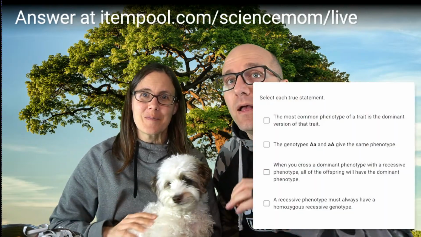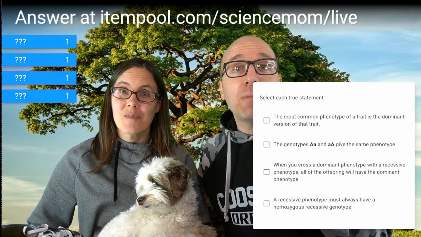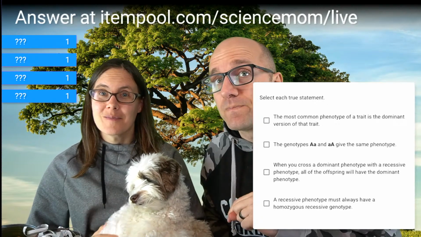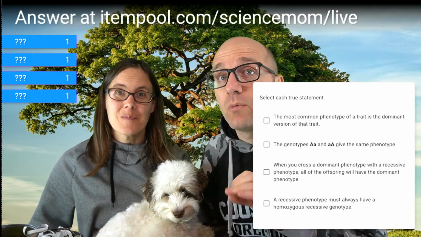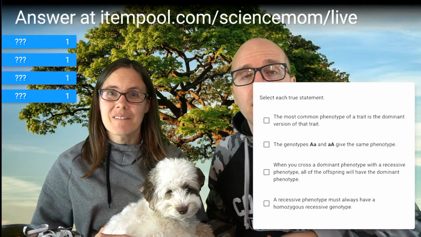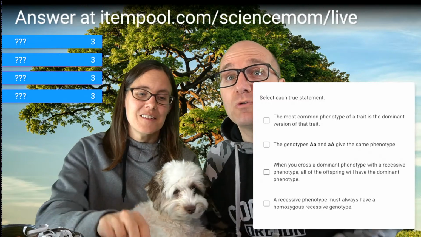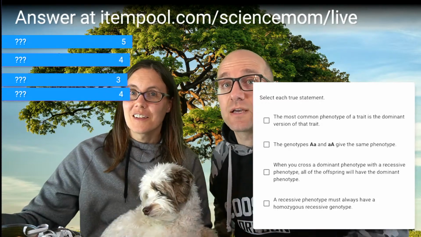Math Dad came up with a tricky one. Okay, select each true statement here. The most common phenotype of a trait is the dominant version of that trait. The genotype capital A lowercase a and lowercase a capital A give the same phenotype. When you cross a dominant phenotype with a recessive phenotype, all the offspring will have the dominant phenotype. And the last one, a recessive phenotype must always have a homozygous recessive genotype.